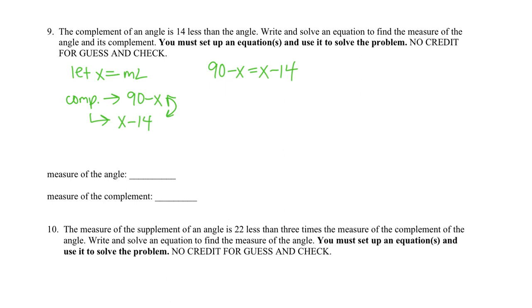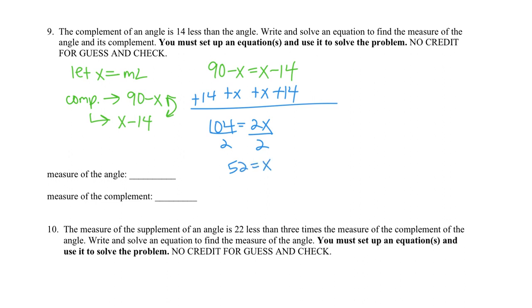This is a way to write the complement, so is this. So then we're going to solve that. It's super easy to solve this. So I'm going to add x to both sides, and then I'm going to add 14 to both sides. And I get 104 is equal to 2x. Got to cut that in half, and we get 52 is equal to x. So that's the angle measure, 52 degrees.